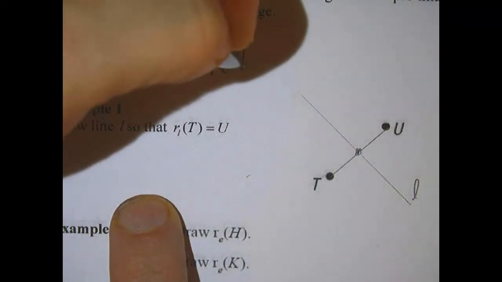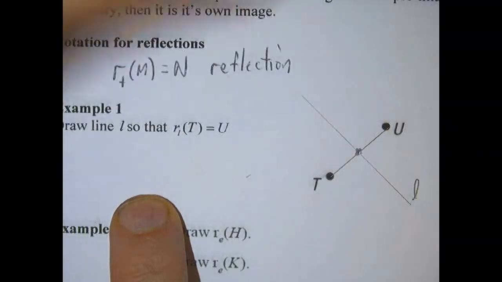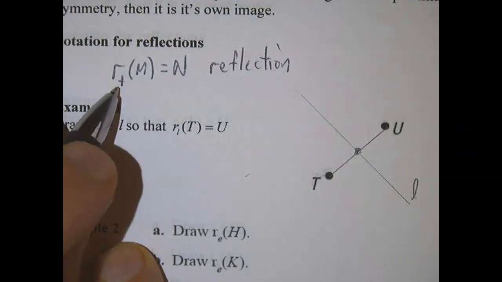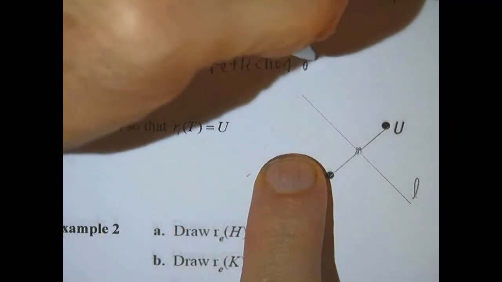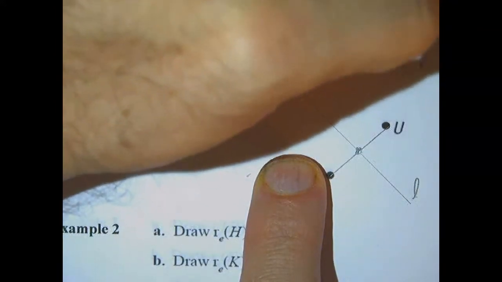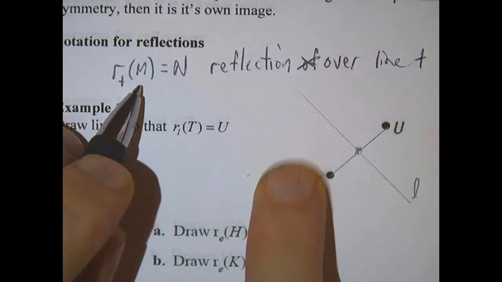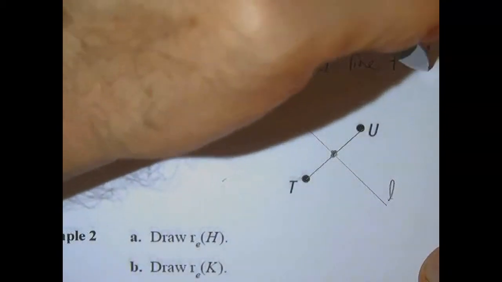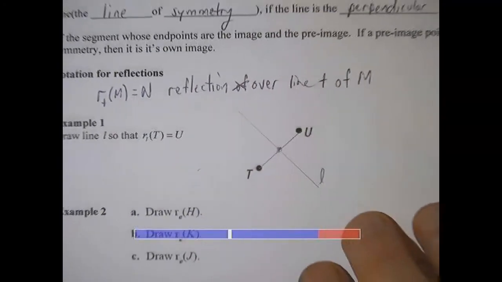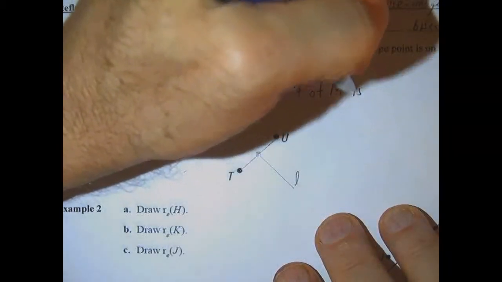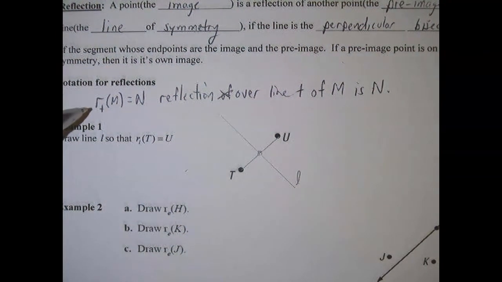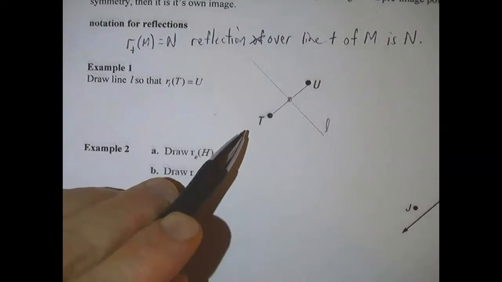the reflection over line T. That is always the line. That little thing down there is the name of the line. So over line T of the point M, that's the preimage, of M is N. Zoom out a little bit, finish this. Is N. There we go. Okay? So we've got our notation. We've used it to find a reflection.